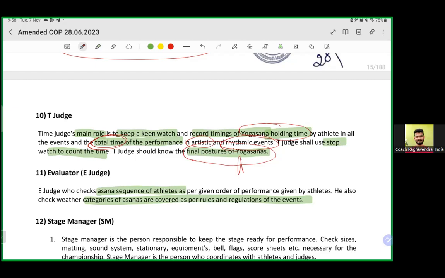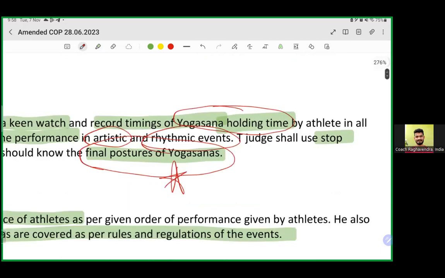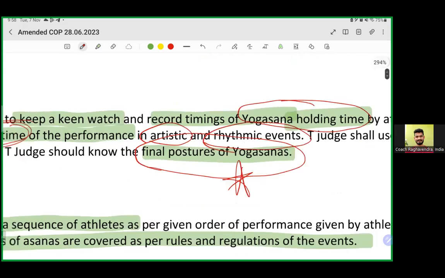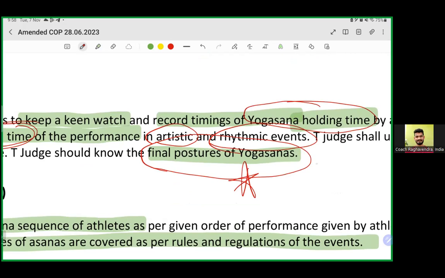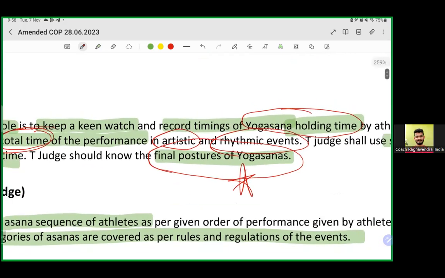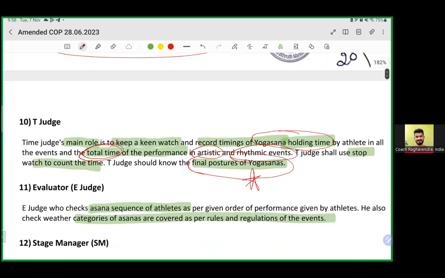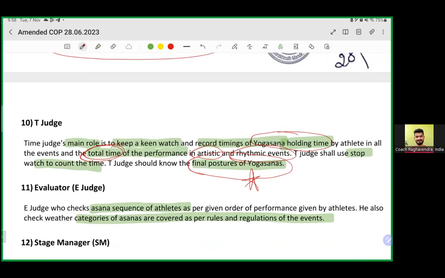This is very important. Let's say for example, if the time judge doesn't know the final posture of the asana, instead of starting the time at the final posture, he may start the time in the middle of the asana, or sometimes in the beginning of the asana. So it gives a lot of impact on other people, so that they are affected by that particular marks. So it is very important. The particular time judge must have the knowledge of the final postures of those yogasanas.